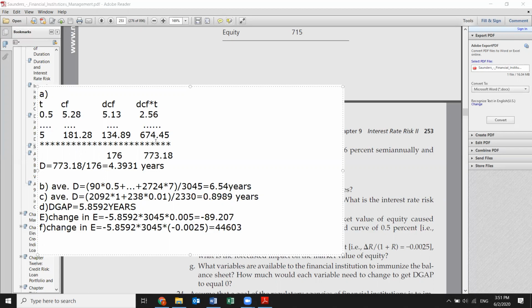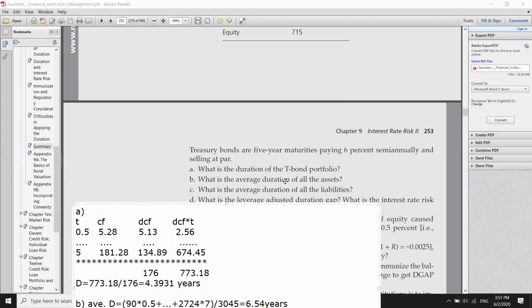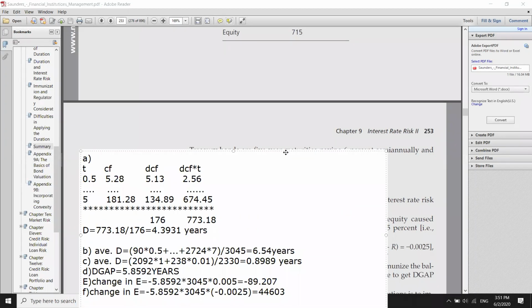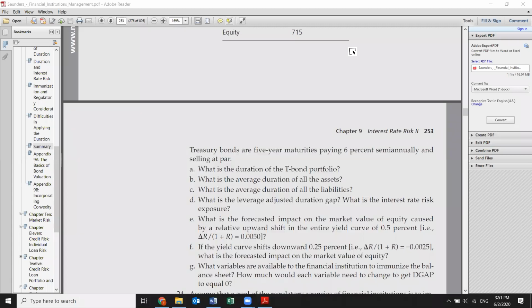And can I ask you? Yes, please. Question B and C. Do we consider loans as an asset and Fed funds as liabilities? Okay, just a second. Let me go.